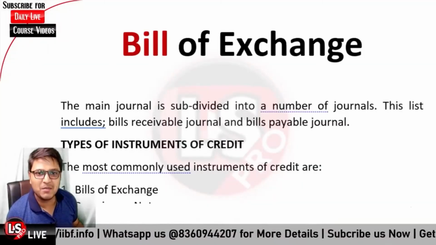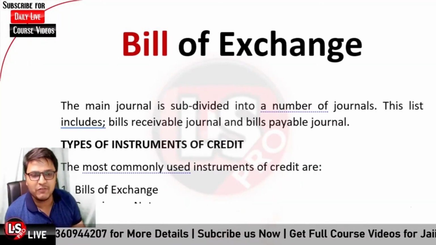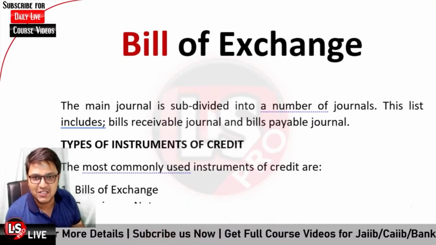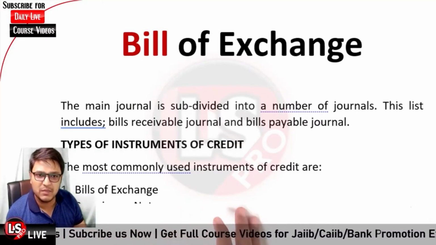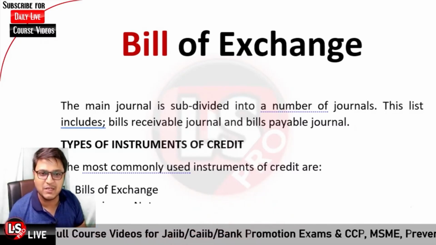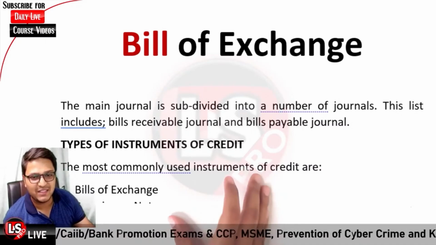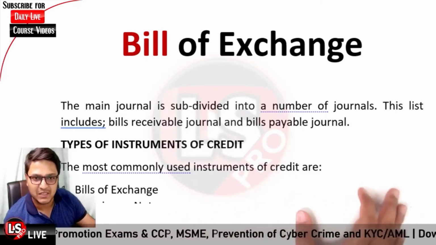It is regarding the bill of exchange. As I already told you, we have journals, we have ledgers, and from the ledger itself we go for the trial balance, where we check the arithmetic accuracy, and after that we go for the preparation of the final statements.